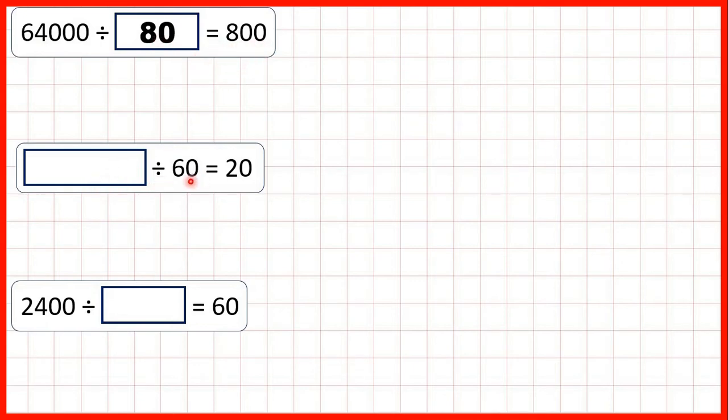Something divided by 60 equals 20. Well, 2 times 6 is 12, but then we need 2 end zeros. That's because one of our end zeros gets cancelled by our divisor, but then we still have an end zero in the dividend, so we have an end zero in our quotient. 120 divided by 6 is 20, so 1,200 divided by 60 is also 20.